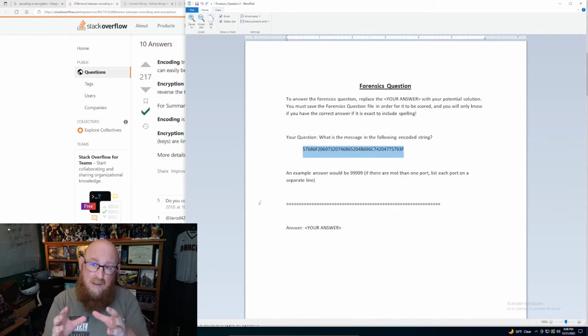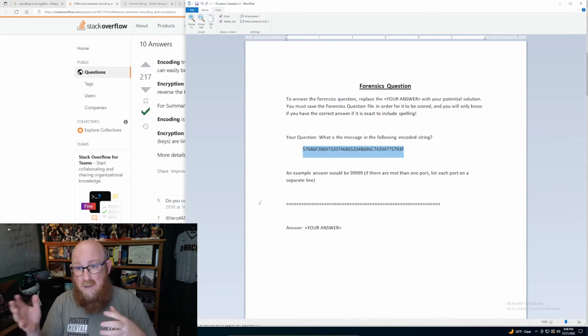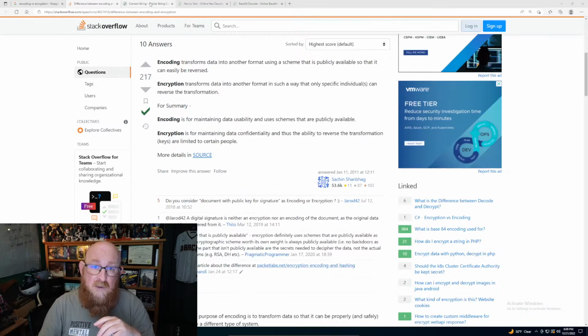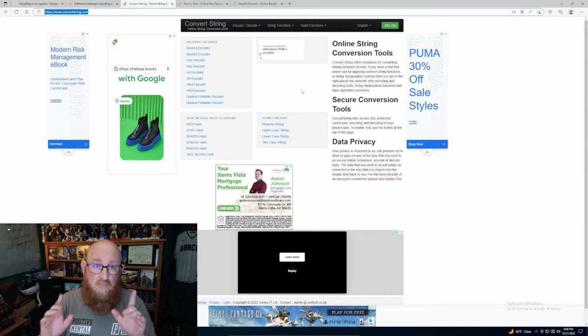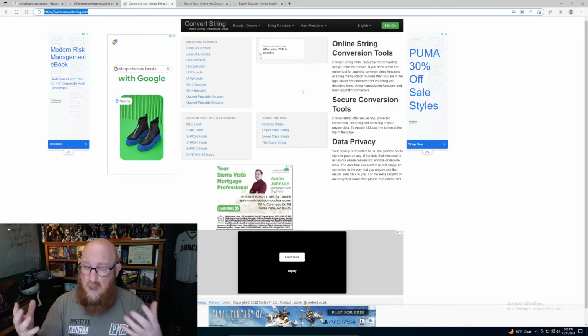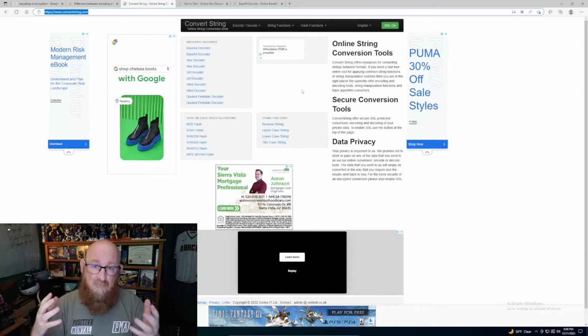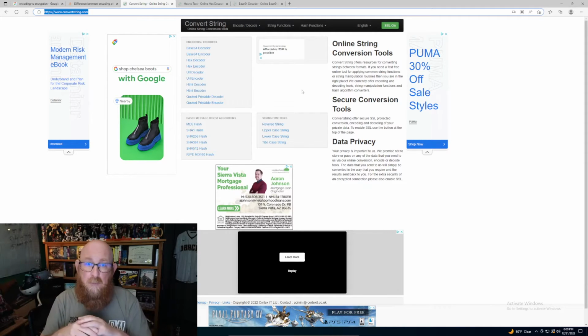So when I'm looking at a string that is in hex or in Base64, I have a general idea that it's a Base64 or a hexadecimal encoded string. So I can then go over to a website like this one here, convertstring.com. They have a bunch of different encoders and decoders, and they have ways of transforming this data back to an ANSI or UTF-8 format so that we can actually read it as human-readable text.